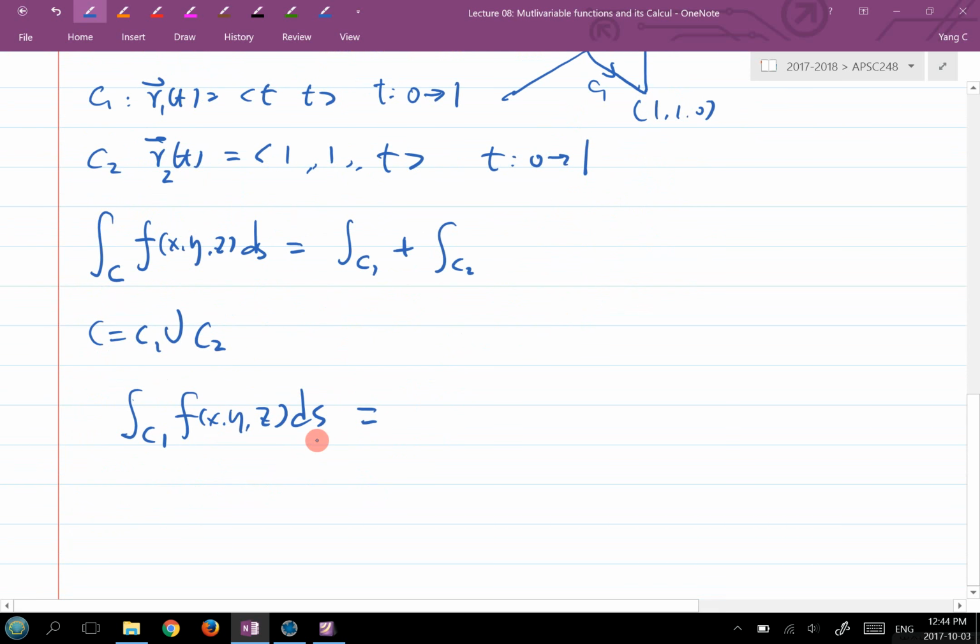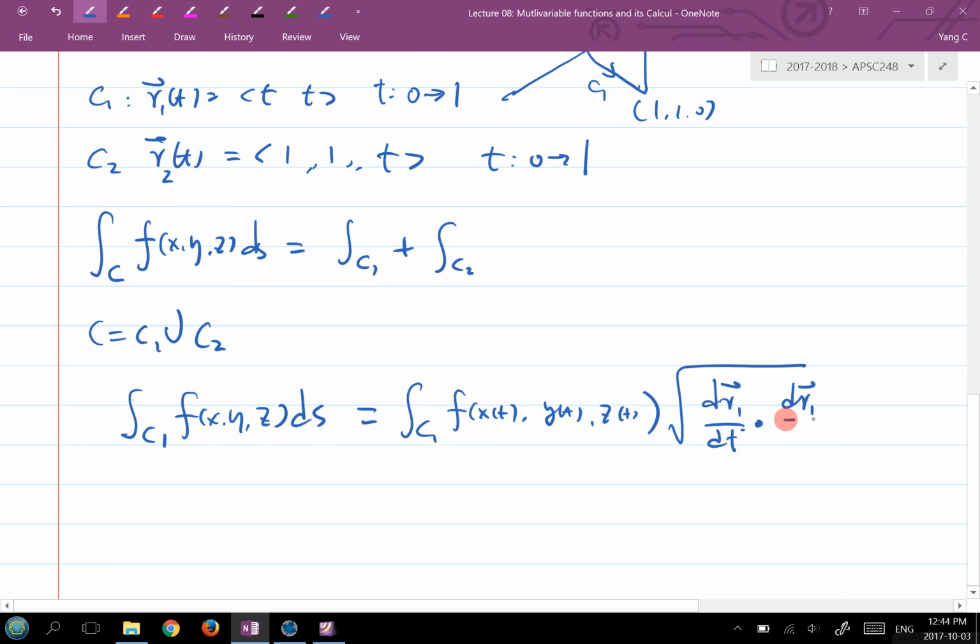If you recall, the formula for the line integral involves two parts. First of all, you need to replace the x, y, z with x of t, y of t, z of t. And second, you have to find the ds component. So let me write this down: x of t, y of t, and z of t, that's what we're going to replace. And ds, if you recall, is equal to the dot product of the derivative of r1 with itself, take the square root, and then dt.